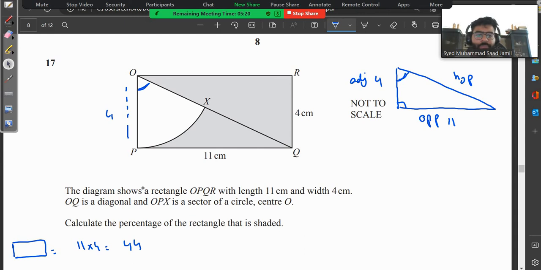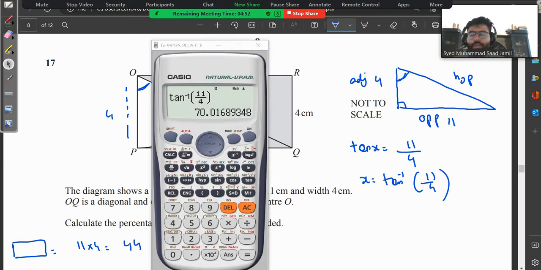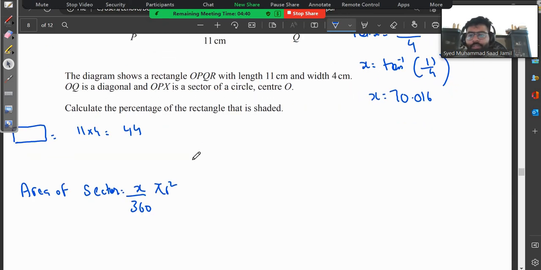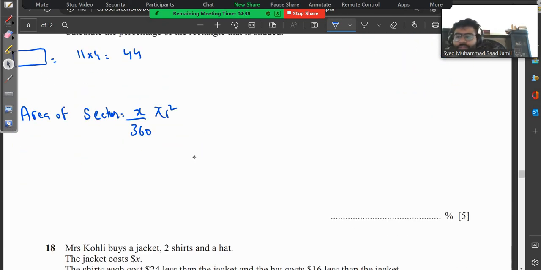So that means tan x is equal to opposite, which is 11, upon adjacent, which is 4. X is equal to tan inverse 11 upon 4. The answer turns out to be 70.016. Let's just use this 70.016. Okay. Now we can easily find the area of the sector as well.